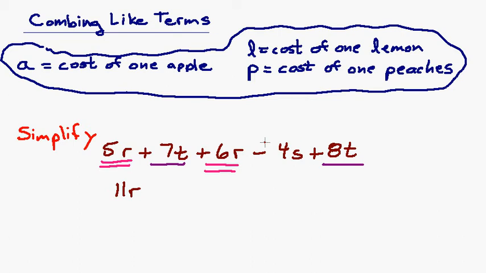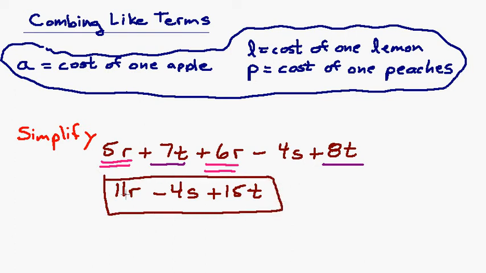Next would be s, so we got minus 4s, and there's nothing to combine that with, so I just bring it down. And then 7t plus 8t would be 15t. And that's as much as I can do. I can't combine those together because I got r's and s's and t's.